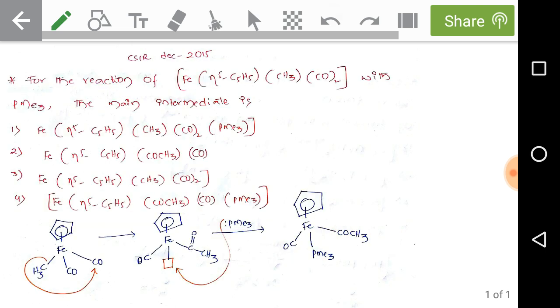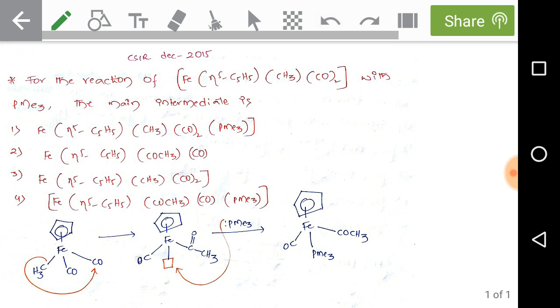Next question, for the reaction of an iron complex with trimethylphosphine, the main intermediates are given with a η5-C5H5 ligand, a CH3 ligand and 2 CO ligands coordinated on iron in the given complex. First we need to write this complex. After writing it, observe that CH3 acts as a nucleophile and it simply migrates onto a carbonyl on that iron complex. Whenever this CH3 migrates, it gives a vacant orbital.